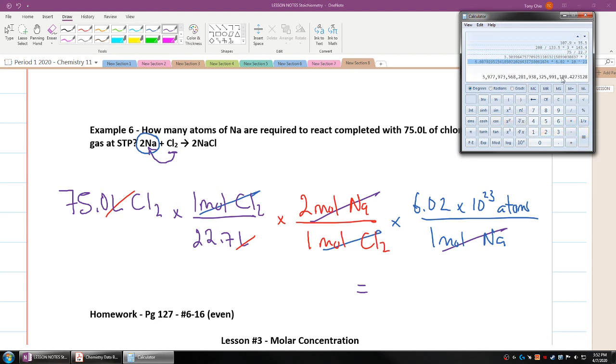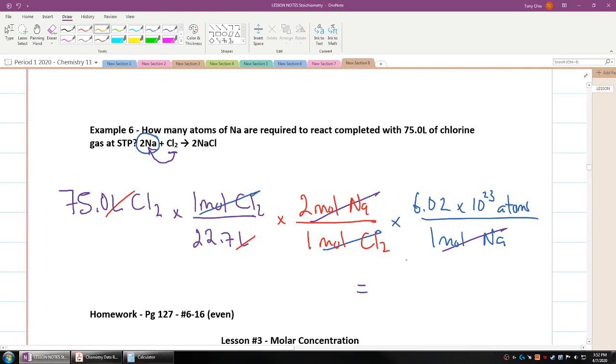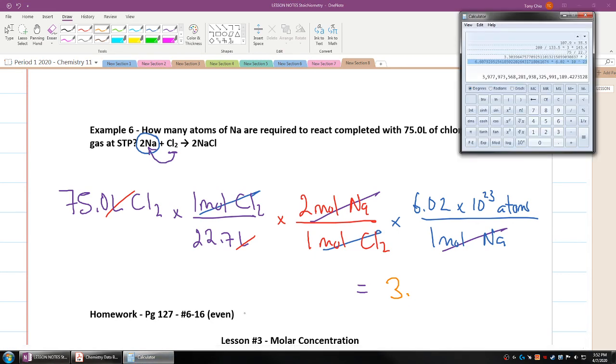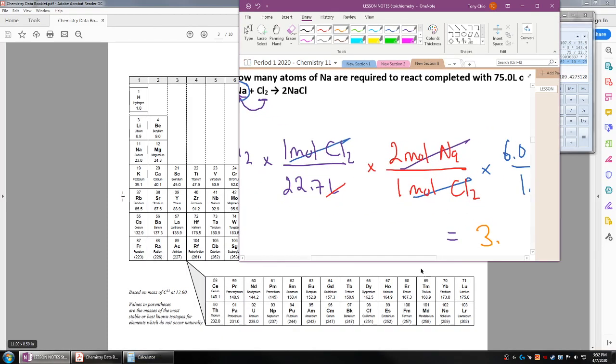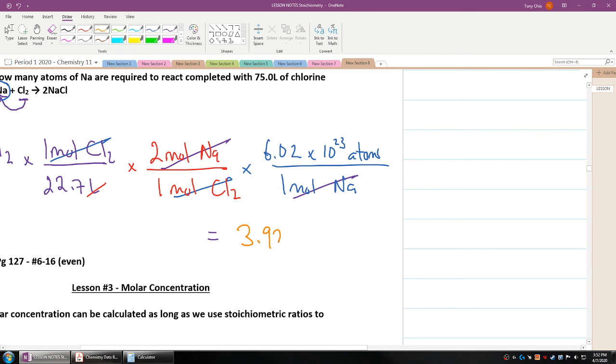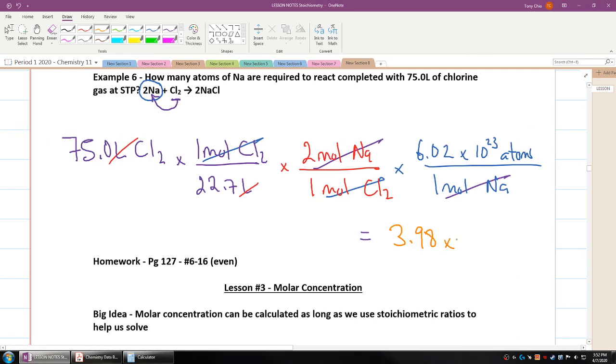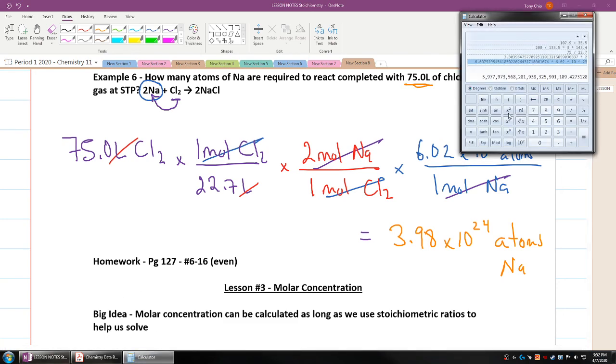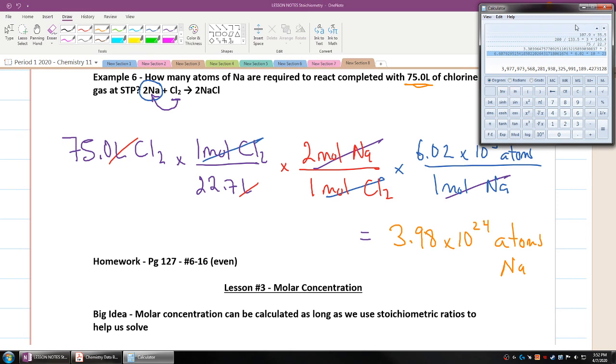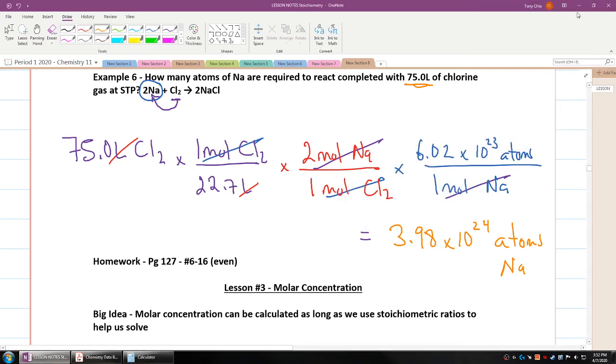And I should get 3.98 times 10 to the 24 atoms of sodium. Now remember, the reason why I'm putting 3.98 is because it's 3 sig figs, and my calculator can round thus to 3 sig figs. So this is today's lesson on how to use stoichiometric calculations.